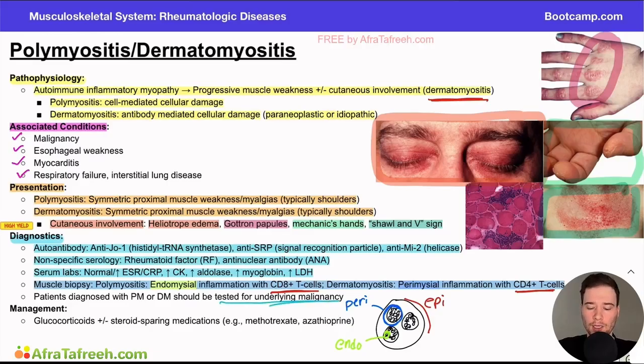And also, to wrap up the diagnostics, they like you to know that for patients diagnosed with polymyositis or dermatomyositis, it's important that they're tested for underlying malignancy. The reason for this is that there's an increased association with malignancy in these patients.